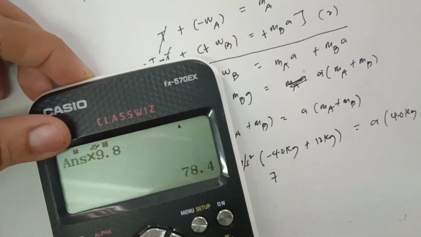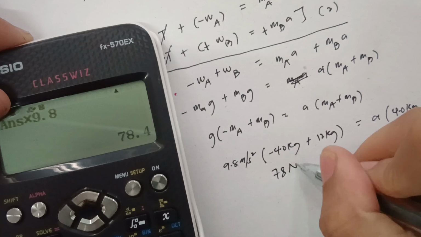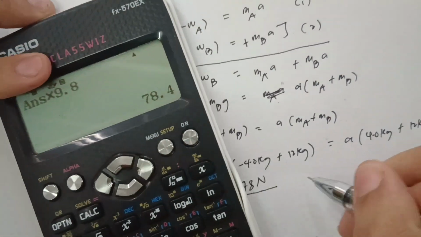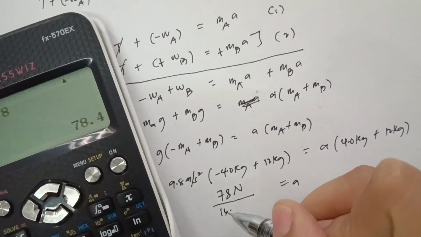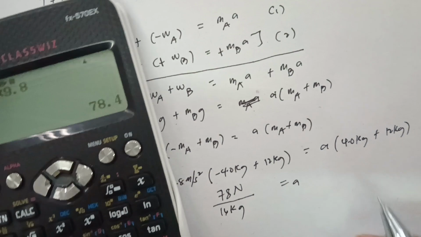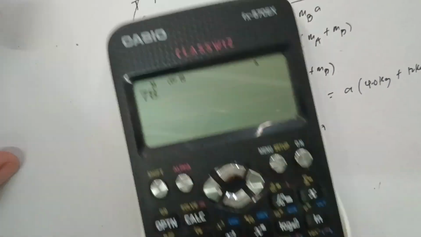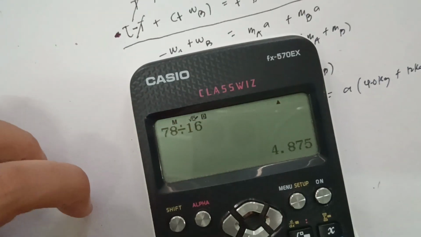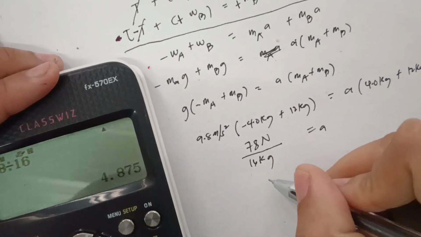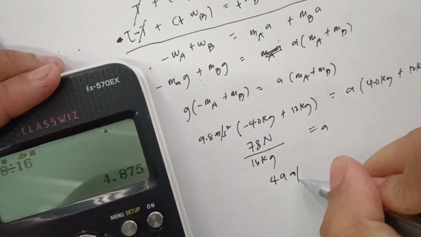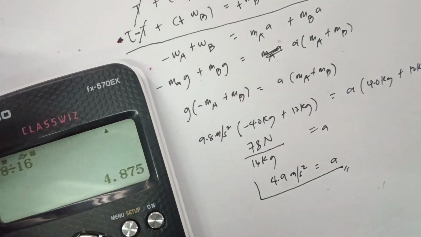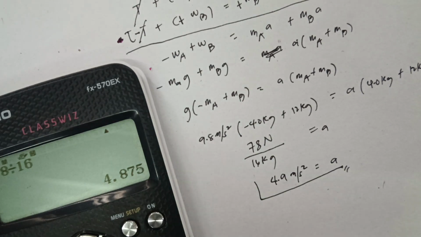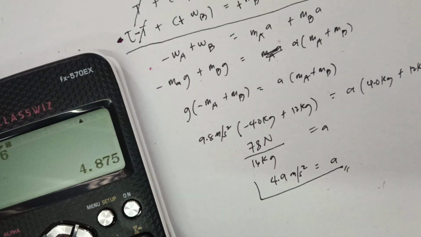78.4. So, we have 78 Newton divided by this one, 4 plus 12. 4 plus 12, we have 16. Okay, 16 kilograms. So, 78 divided by 16, the answer is 4.9 meters per second squared acceleration. Yan. So, that is the answer. 4.9 meters per second squared. Okay. Yan yung acceleration natin. Okay. Anong meaning nito?